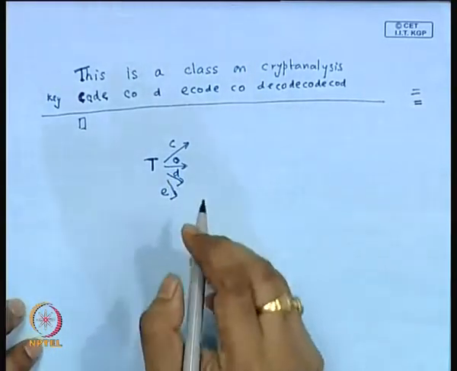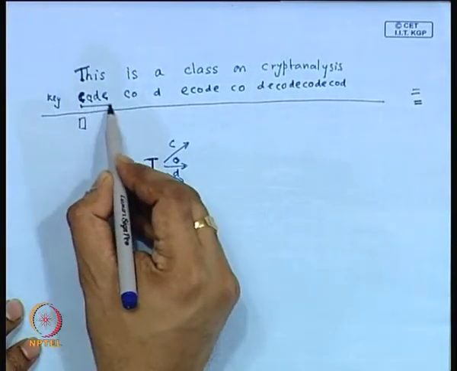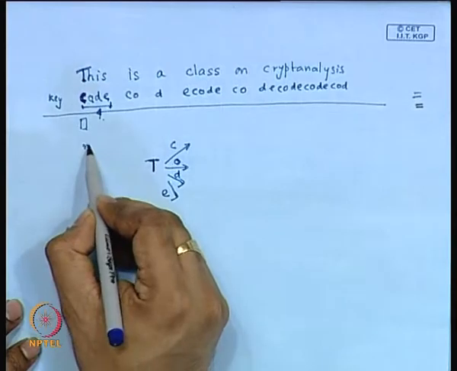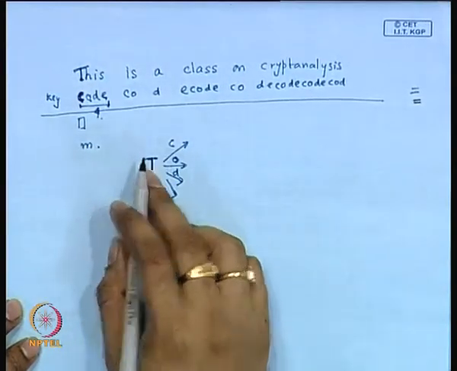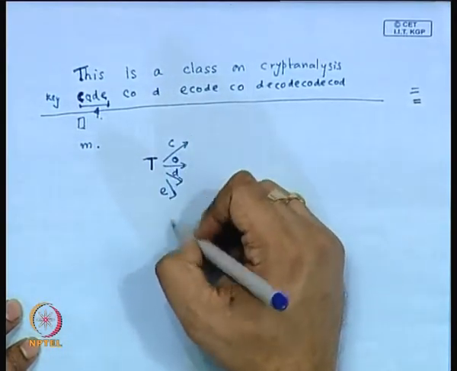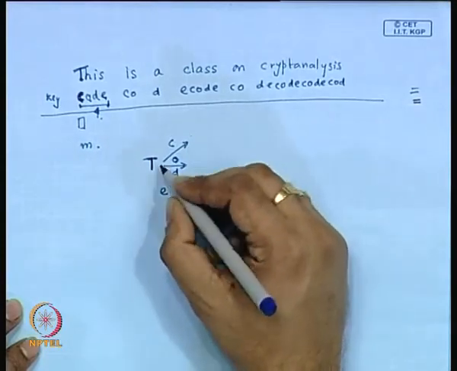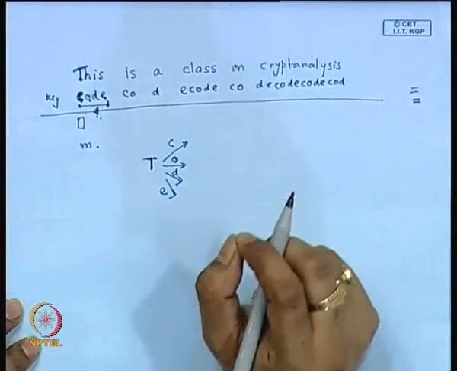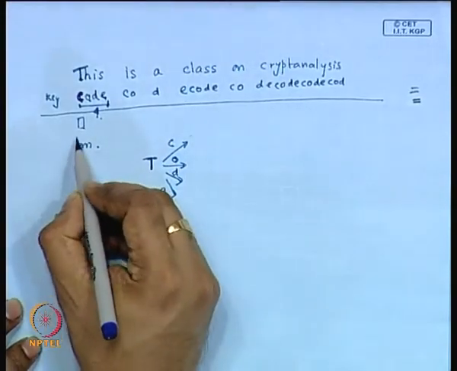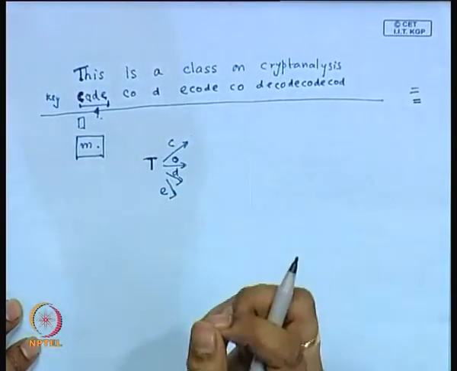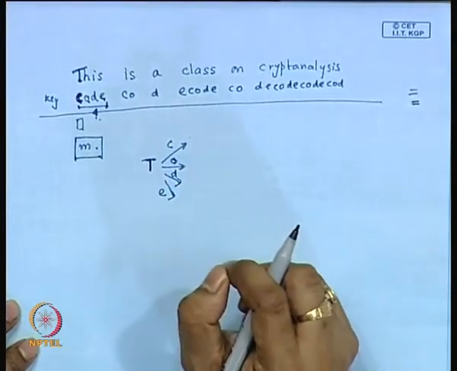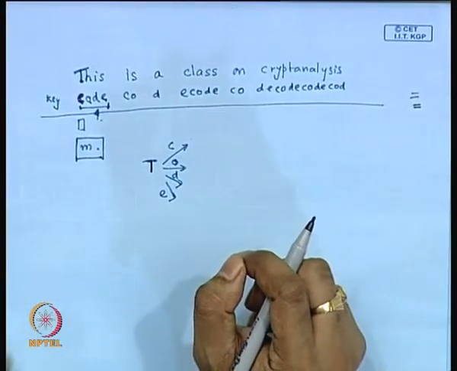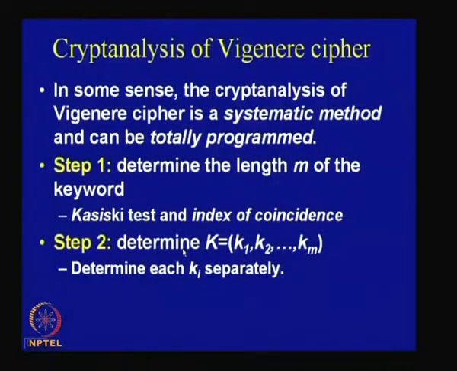So if you have a keyword like this, which instead of length 4 has a length of m, then every letter can possibly be encoded by m possible transformations, right? So therefore the first important step is to determine the length of this key, that is, to find out how many ways a letter can get mapped. For this we do a study, and the first step is known as the Kasiski step. So the first step is to determine the length m of the keyword.